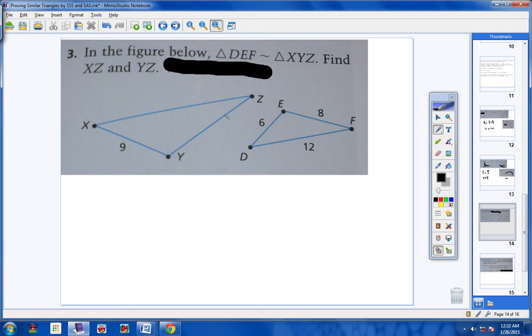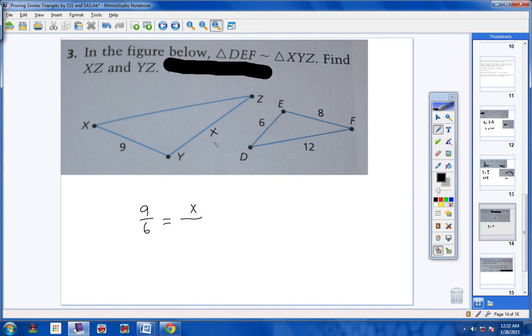So here we go. See this XY right here? Here's XY. XY corresponds with DE, okay? So here's DE, which is 6, so I put 9 over 6, okay? Now I'm going to find YZ. I'm going to call this X, so I'm going to put equals X over.